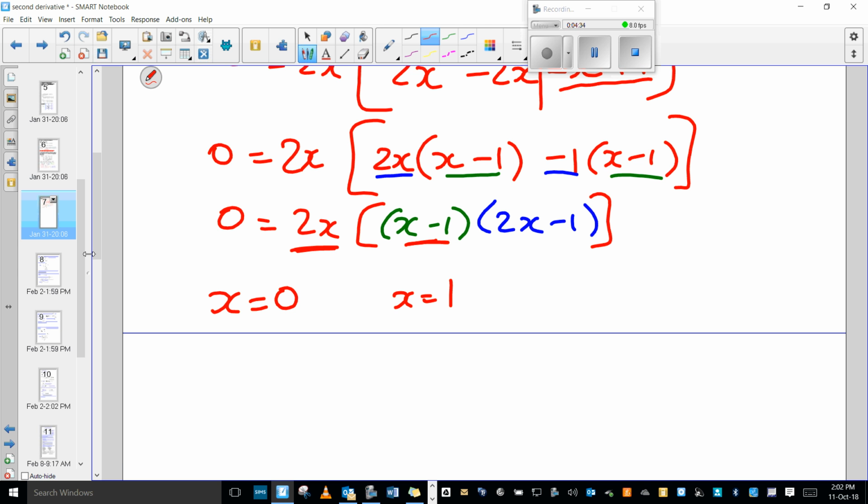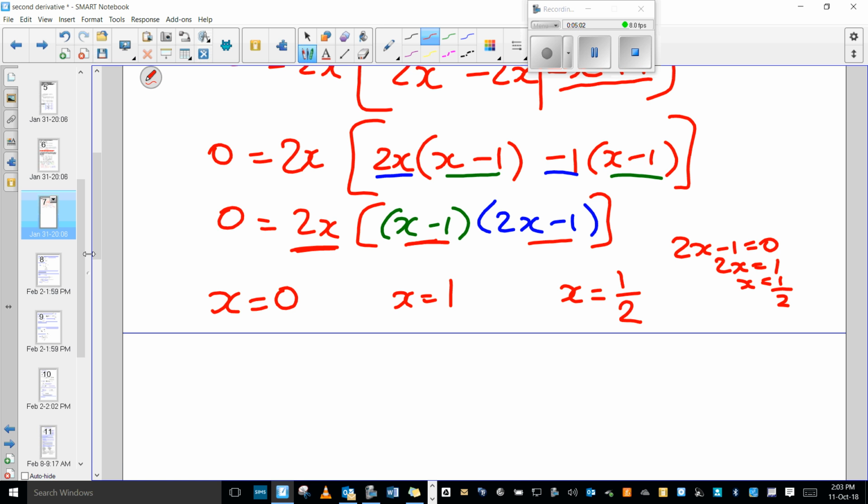And then what does this one give me? If 2x minus 1 is equal to 0, it's always the opposite value of this over that, so x equals 1/2. So they are our 3, that's where our 3 stationary values occur.